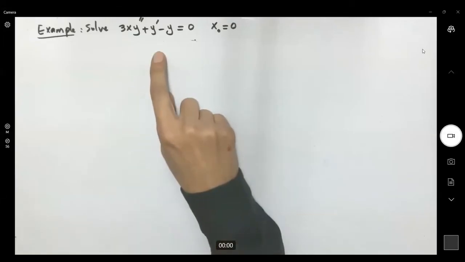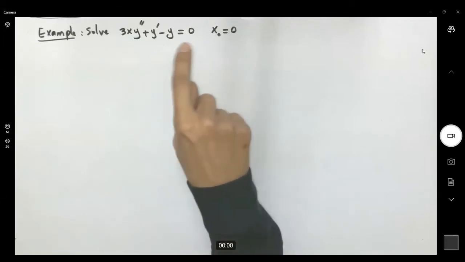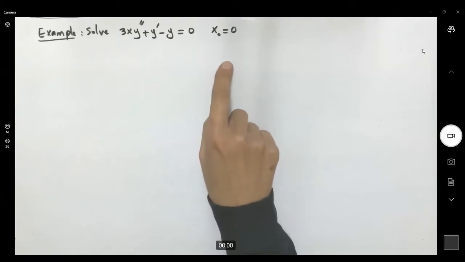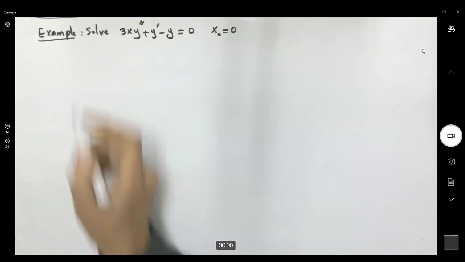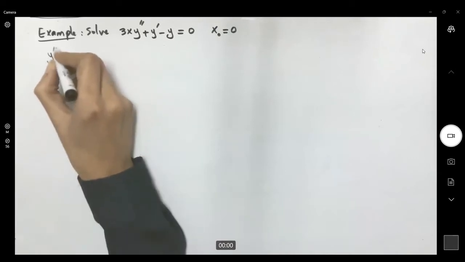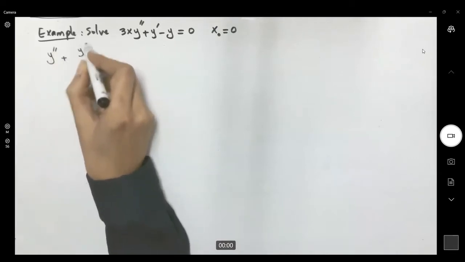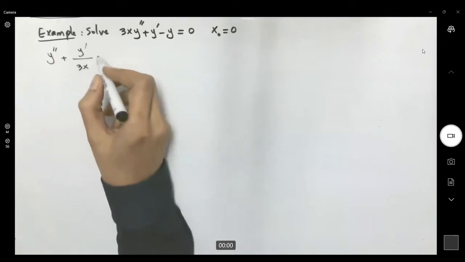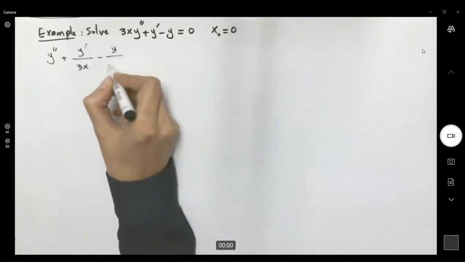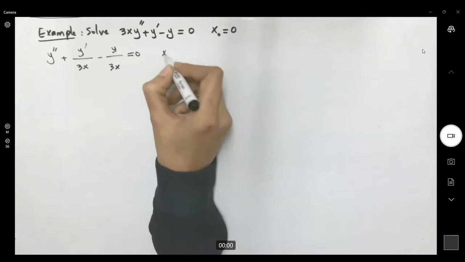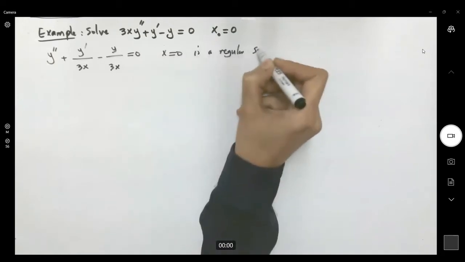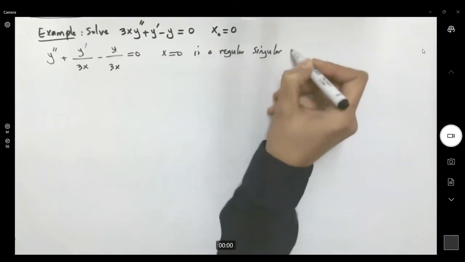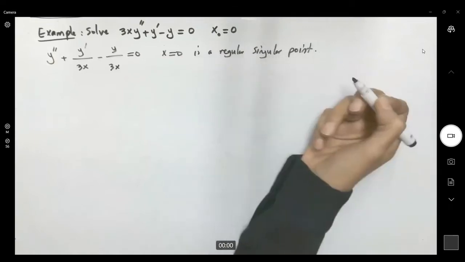Suppose the question says, solve this differential equation. First of all, x equal to 0 is going to be a singular point, and it's a regular singular point. Why is that?